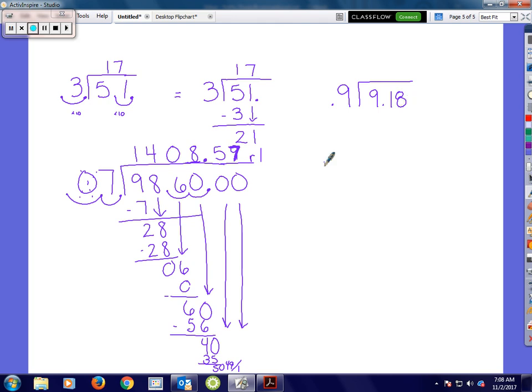Okay, so on this one I can see I have to multiply this by 10 to move it over one place. So I'm going to move this over one place. And I'm going to bring my decimal straight up. 9 goes into 9 one time. It's 9. Subtract 0. Bring down my 1. 9 goes into 1 0 times. 9 times 0 is 0. Subtract 1. Bring down my 8. 9 goes into 18 2 times. 9 times 2 is 18. Subtract. Your answer is 0. So my answer is 10 and 2/10.